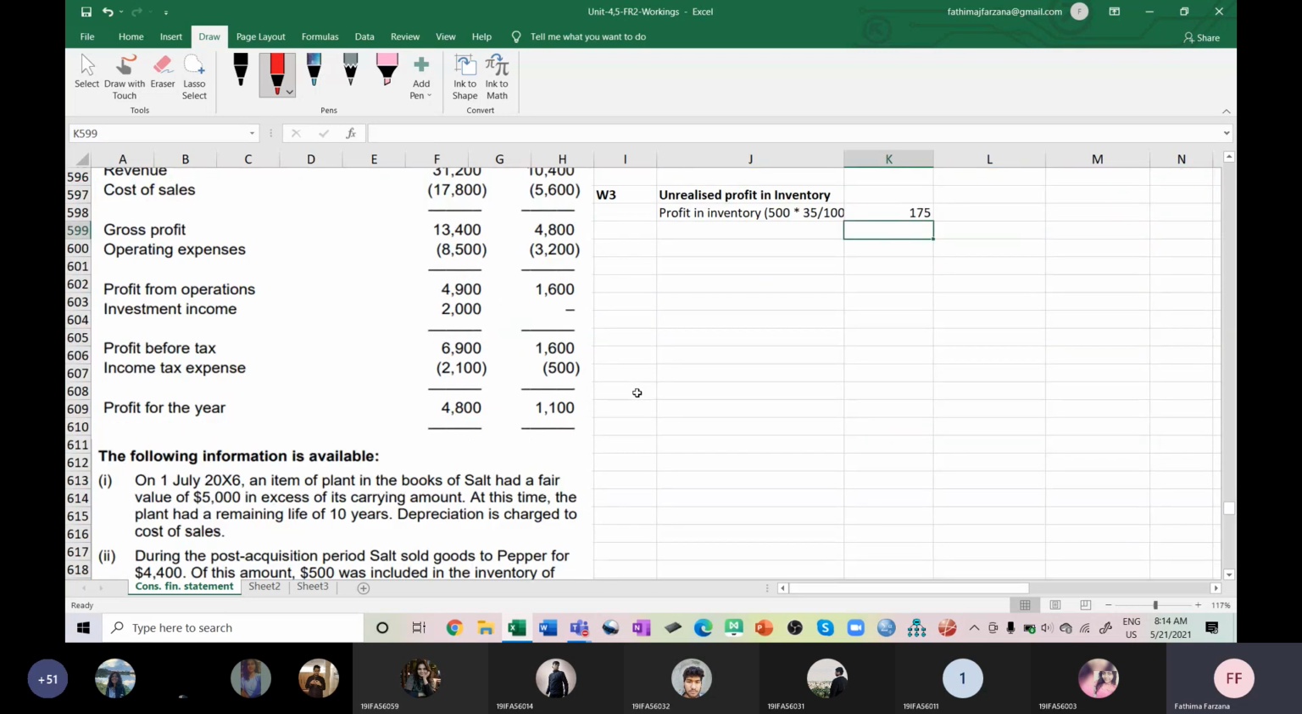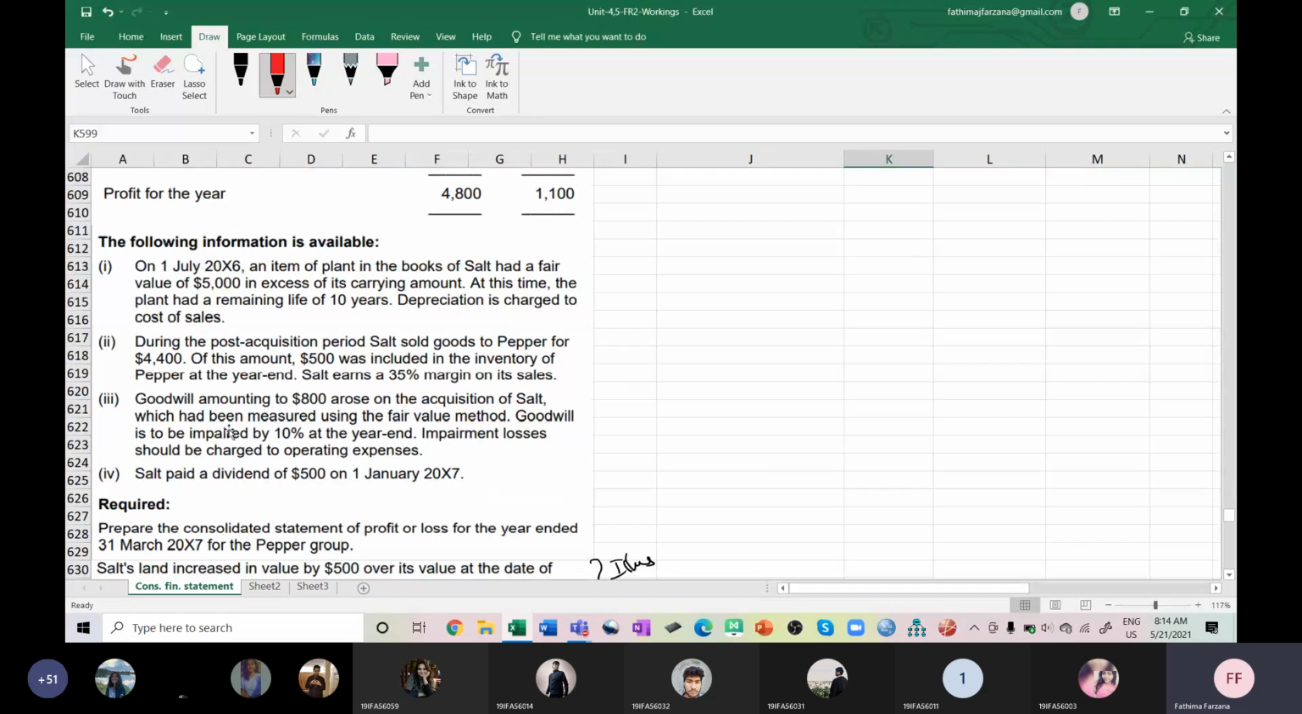Okay. And coming to the third adjustment, goodwill amounting to 800 arose on the acquisition of salt, which had been measured using the fair value method. Goodwill to be impaired by 10% at the year end. Impairment losses should be charged to operating expenses. These are some of the points. Since you will have a highlighter option in the question paper if you take up the ACCA exam, you can highlight where it is transferred because you will definitely forget this.